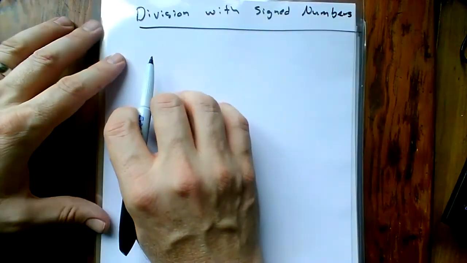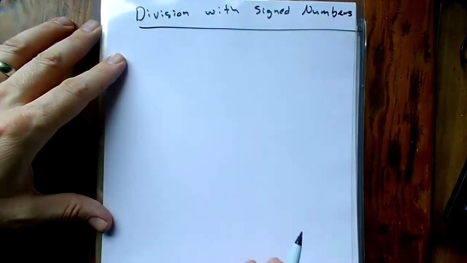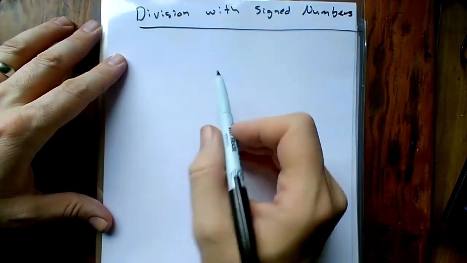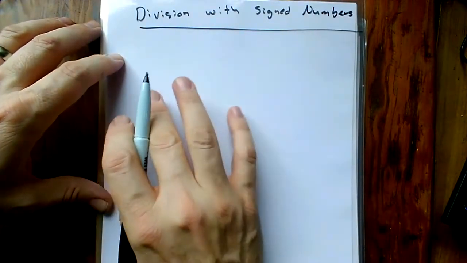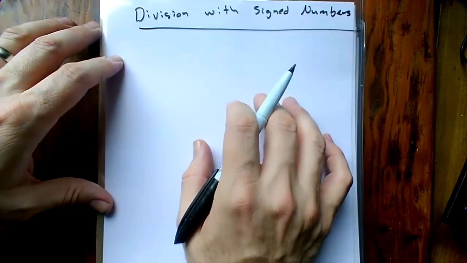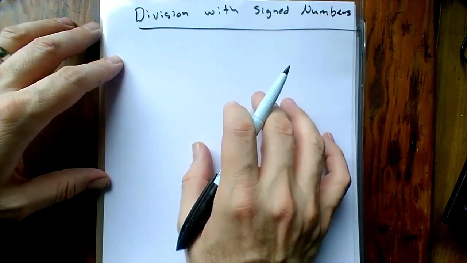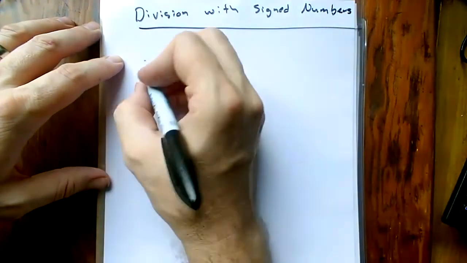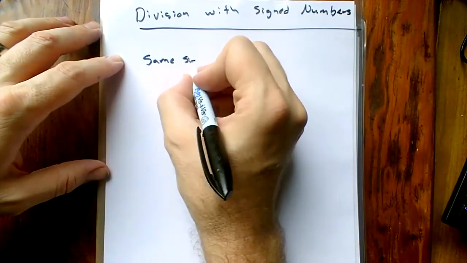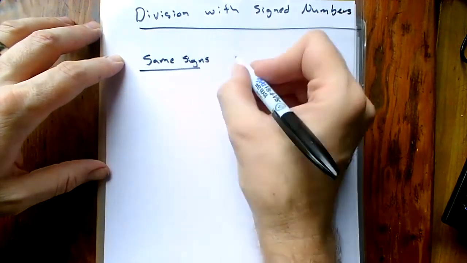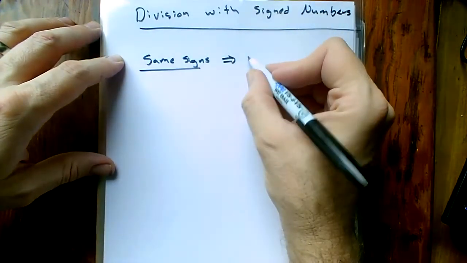Okay, let's talk a little bit about division with signed numbers. The rule for division with signed numbers is essentially the same as the rule for multiplication with signed numbers. If you've got the same signs, then your result is going to be positive.